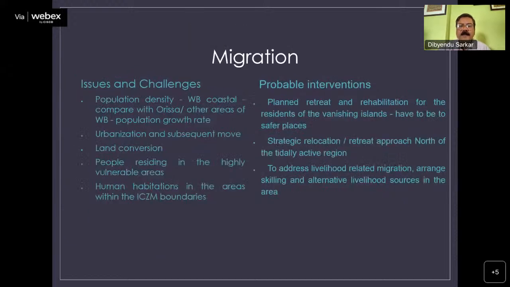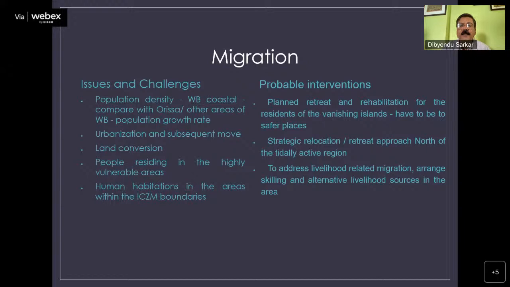Shabana. This is migration. As I said, population density is high, urbanization and movement, that migration is also happening. Land conversion is another cause of migration. People residing in the highly vulnerable areas need to migrate. That is also a truth. And human habitations in the areas within the ICZM boundaries also need temporary shifting.